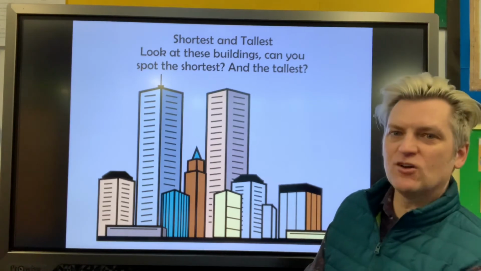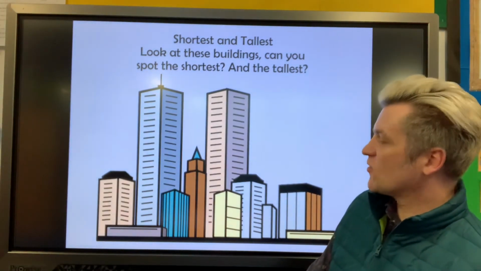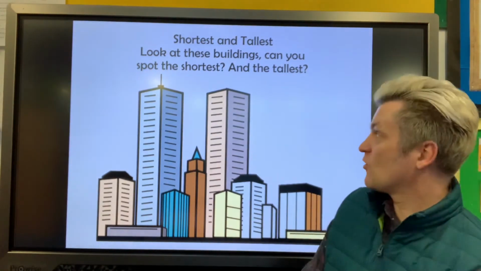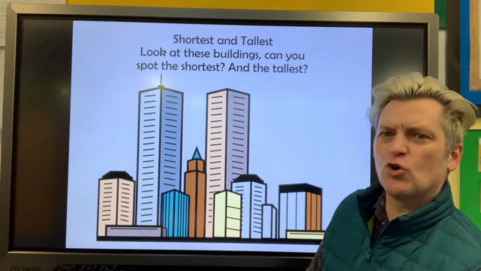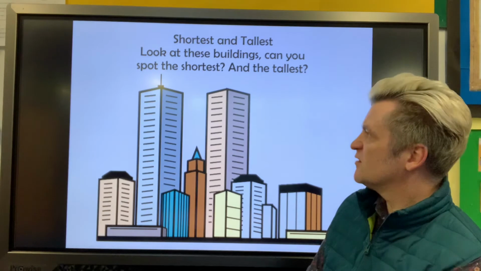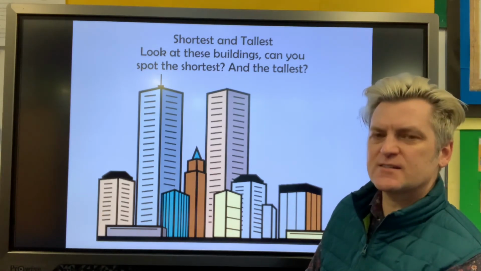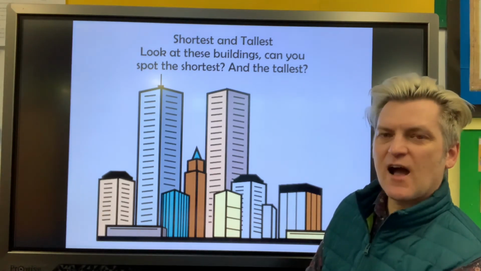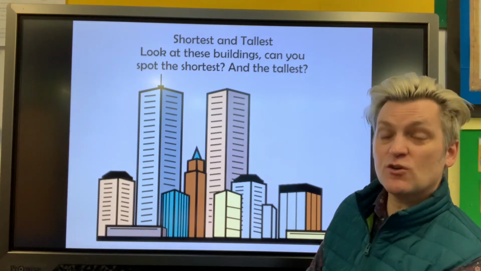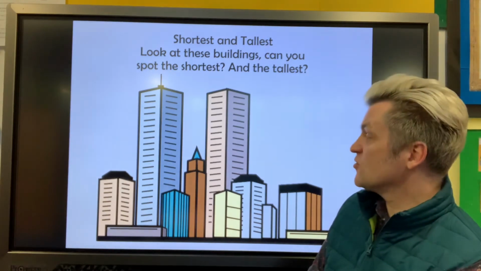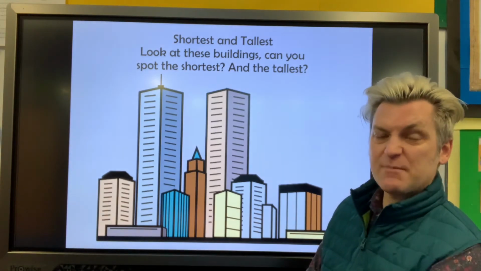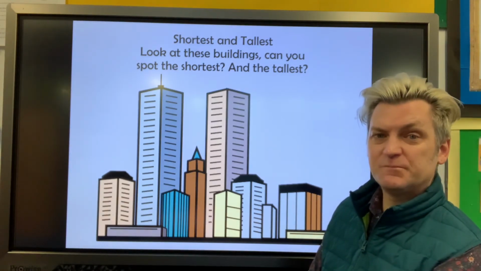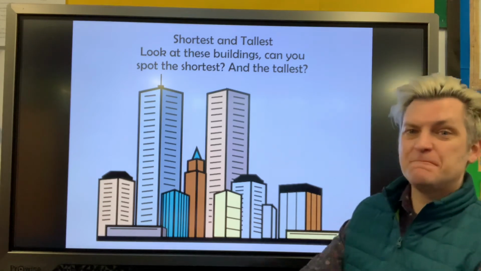Now, have a look at this city, all right? We've got some buildings in the city, all right? And I want you to have a look and think, which one is the shortest? Which building is the tallest? All right, I'm going to pause the video so you can pause at home as well. And then you can have a little think about the shortest and the tallest. And then maybe all of the other buildings as well. So I'll see you in a moment, okay?